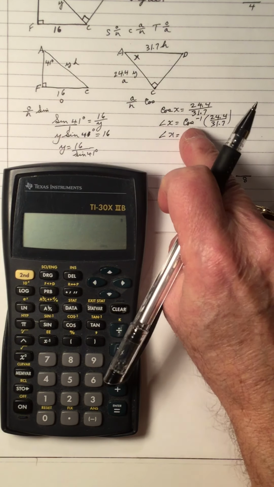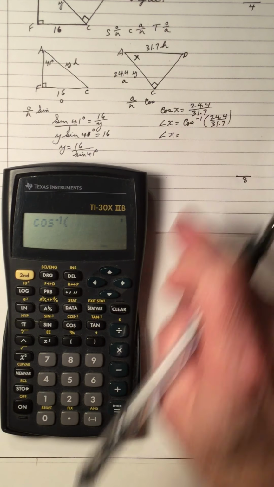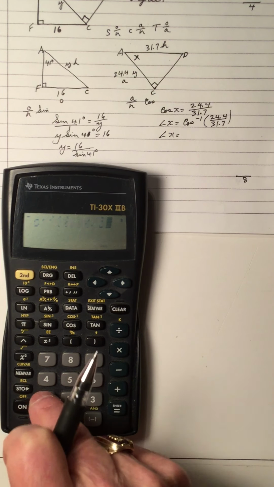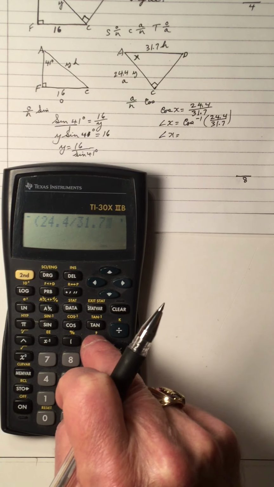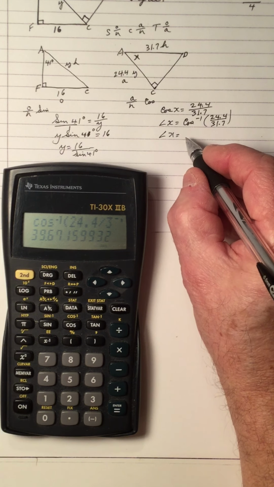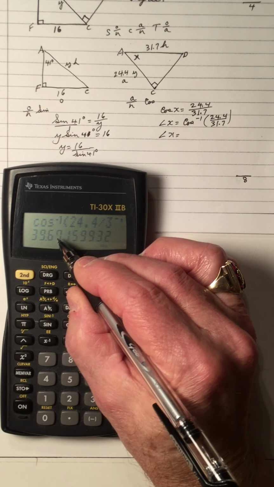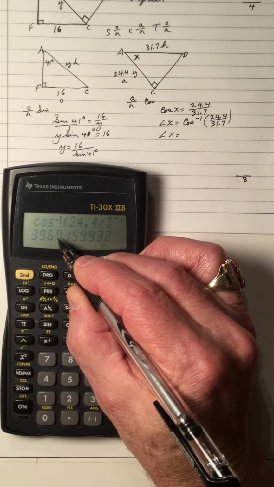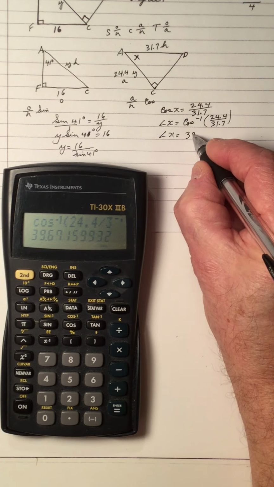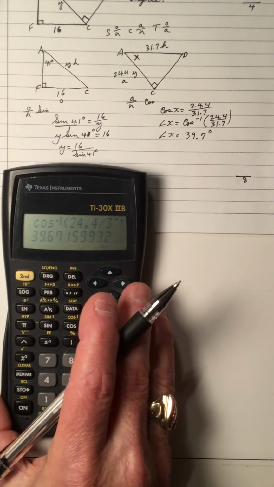So angle x, I'm going to clear the calculator now and move this up a bit. So I have to go inverse. I'm looking for the angle. I have to go second function, cos, and 24.4 divided by 31.7. Close that off, and I should have my angle. So I want it to the nearest 10th degree. So 39.6 is in the 10th place. So 7 is greater than 5. So I add 1 onto 6 to get a 7. So 39.7 degrees is what x is.